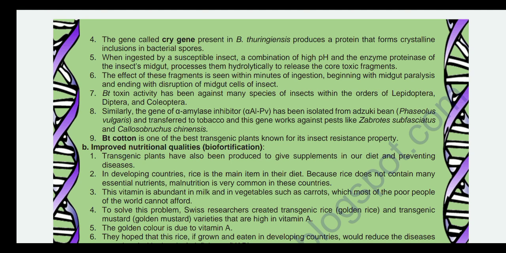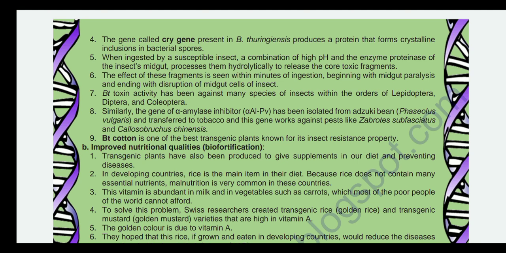So as soon as these Bacillus thuringiensis crystals get stuck to the gut system of the insect, that insect will die. The effect of these fragments is seen within minutes of ingestion, beginning with midgut paralysis and ending with the disruption of midgut cells of the insect. Bt toxin activity has been shown against many species of insects within the orders Lepidoptera, Diptera, and Coleoptera. These are the targets for the insects.